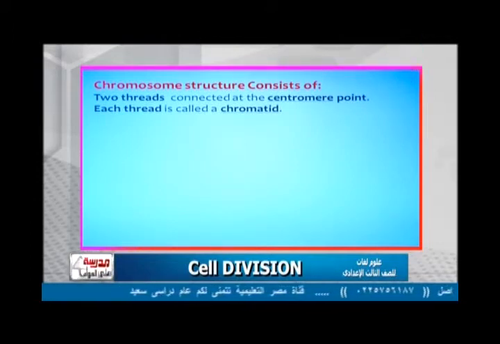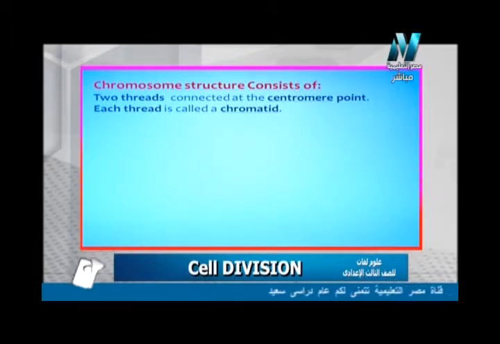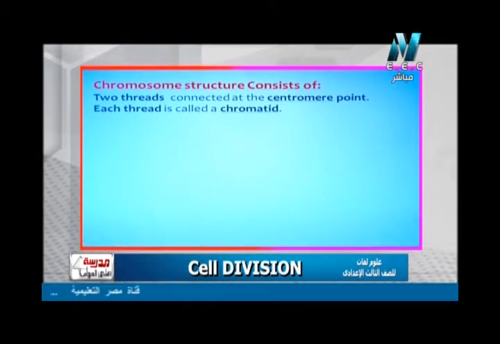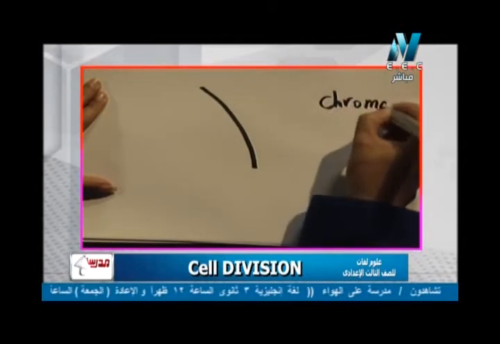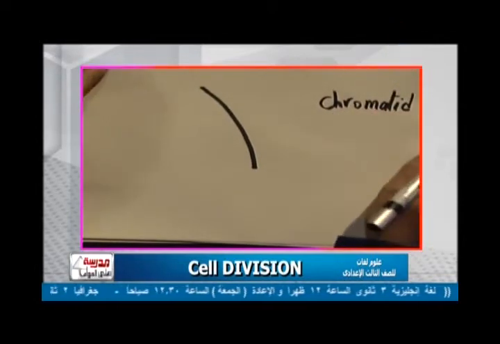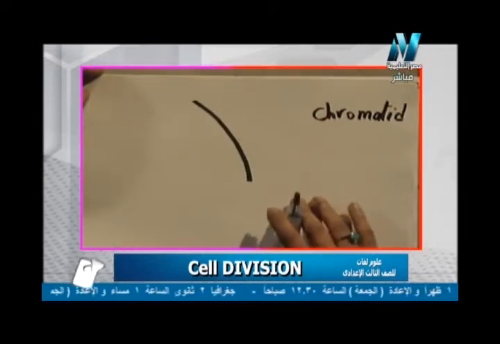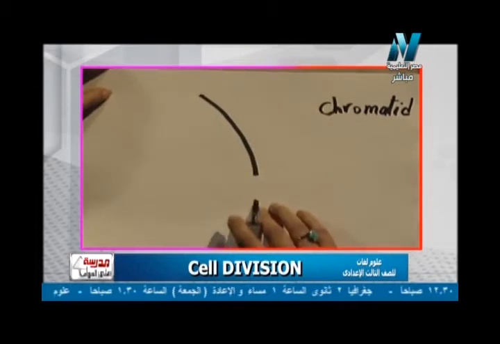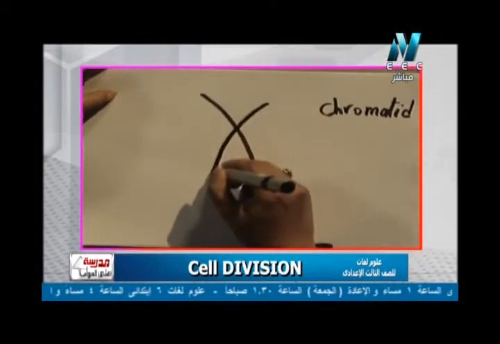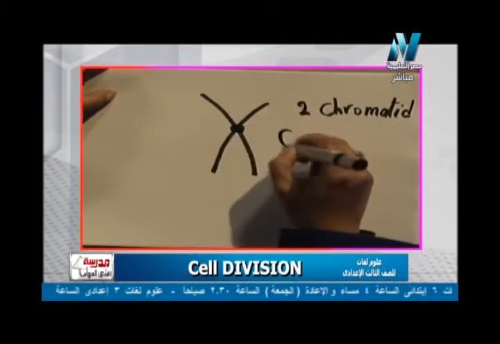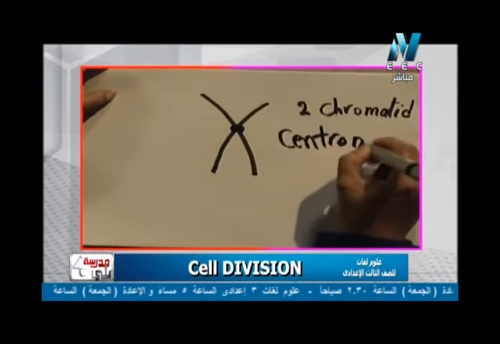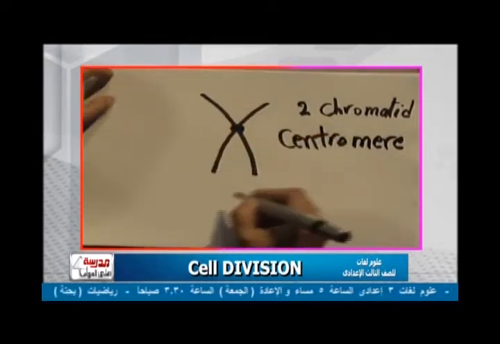Well, what's the chromosome? First we are going to draw the structure of the chromosome. The chromosome is two threads. Okay, we'll draw. This is the first thread, and one of them is called a chromatid. And another one. So the chromosome is two chromatids joined from the center by the centromere. So this is all called a chromosome.